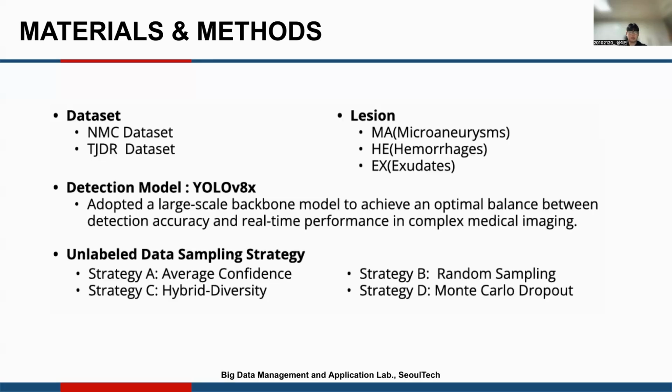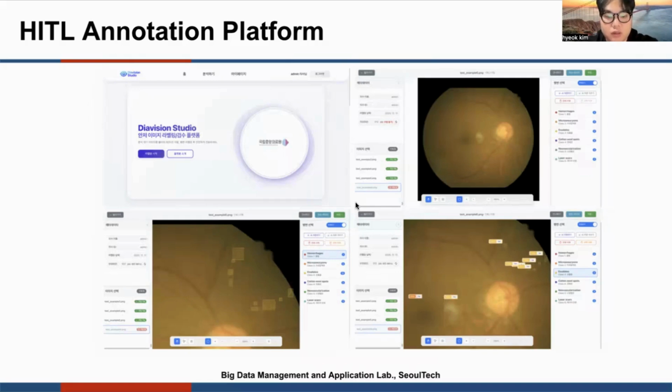We've developed a unified annotation platform that allows clinicians to combine, compare, edit, and finalize both manual labels and AI-generated labels within a single interface. The platform features a keyboard shortcut-driven workflow, and it has been continuously refined based on medical UX feedback. It is currently being used by ophthalmologists at the National Medical Center.